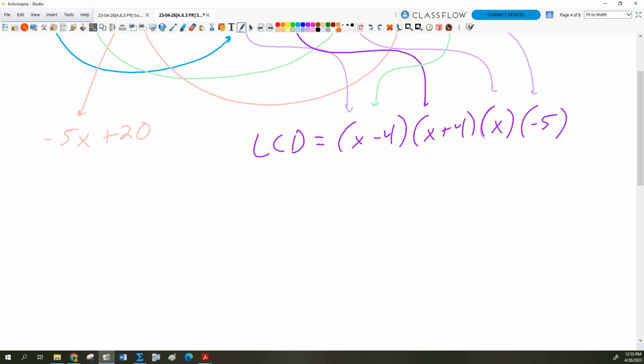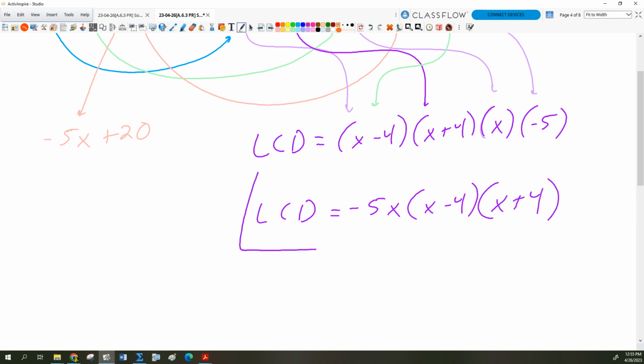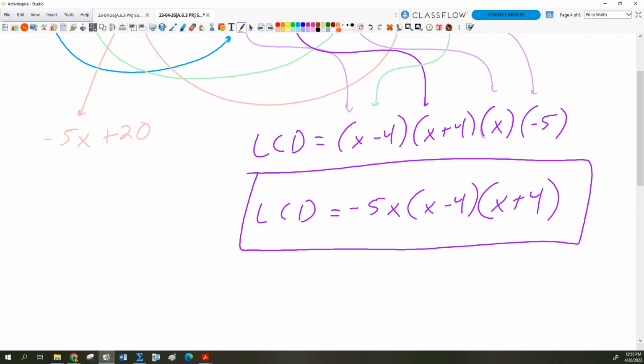What could we do here? There's one little thing we could do to make this look a little bit better. What could we put out front? -5x, how about? Right. So we get -5x times x minus 4 times x plus 4. There's our least common denominator. The rule in math, when we're writing out a product, is that we always put constants out front. So numbers go first, and if there's a monomial, we put the monomial first, and the binomials and trinomials next.